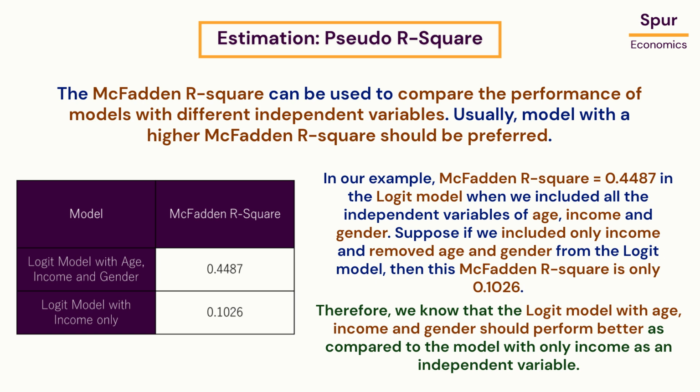Suppose we included only income and removed age and gender from the Logit model, then this McFadden R-square is only 0.1026. Therefore, we know that the Logit model with age, income, and gender should perform better as compared to the model with only income as an independent variable.